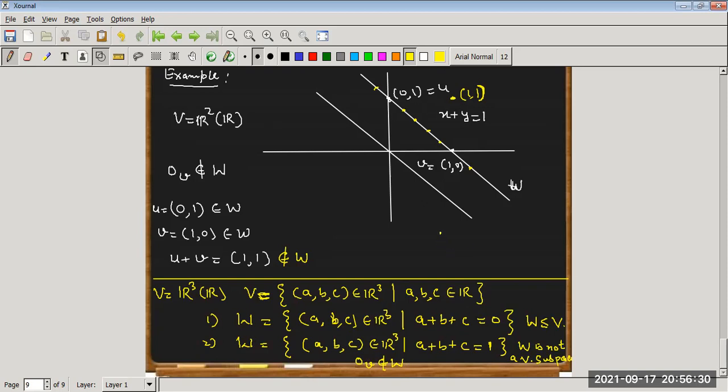You can also check this by taking particular values. Let U equal (0, 0, 1), because the sum is 1, so this belongs to W. And you can take V equal to (1, 0, 0). This also belongs to W, because if we add all the entries, the sum is 1. Now what is U plus V? U plus V is (1, 0, 1). And what is the sum? 1 plus 1 is 2. So this does not belong to W.